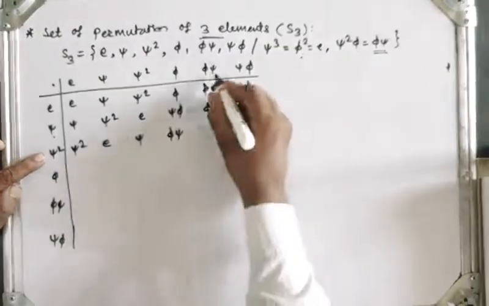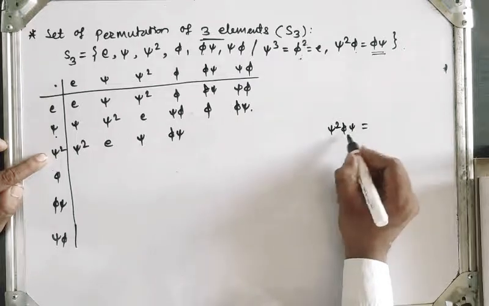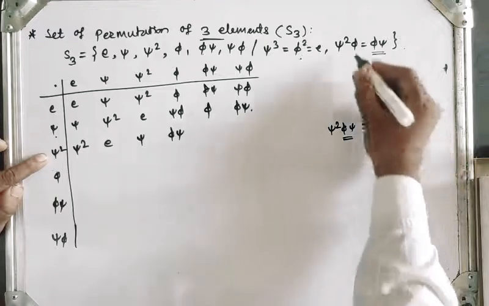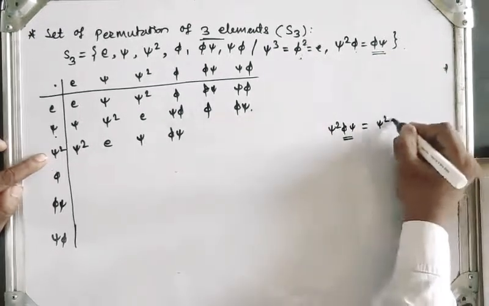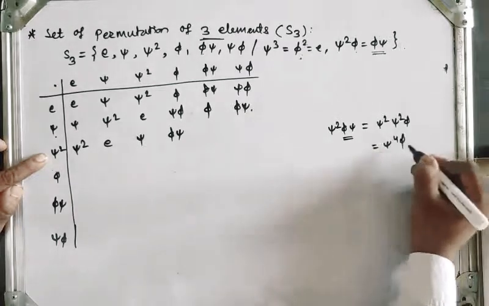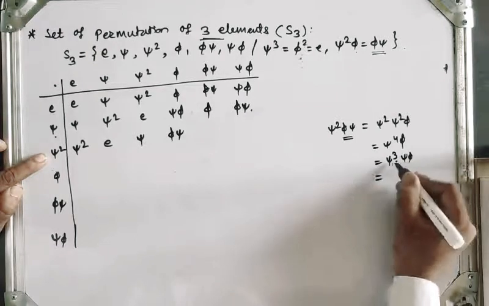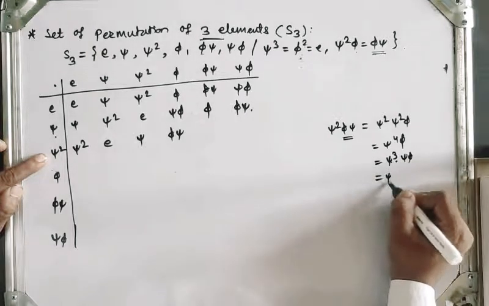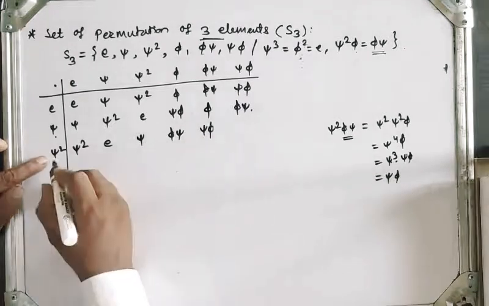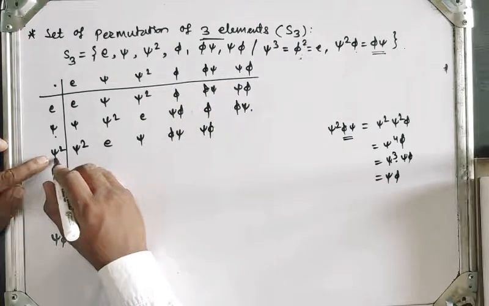Here psi square into phi psi, which is equal to, here the value of phi psi is psi square phi, so psi square as it is, so phi psi is psi square phi, which is equal to psi raised to 4 phi, which I write as psi cube into psi phi, which is equal to identity. Here psi cube is identity, I get phi psi phi psi phi, and next psi square into psi phi, so I will get psi cube phi.